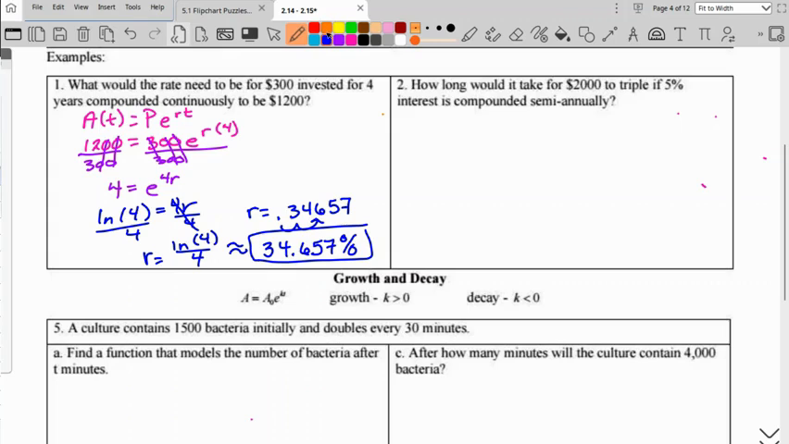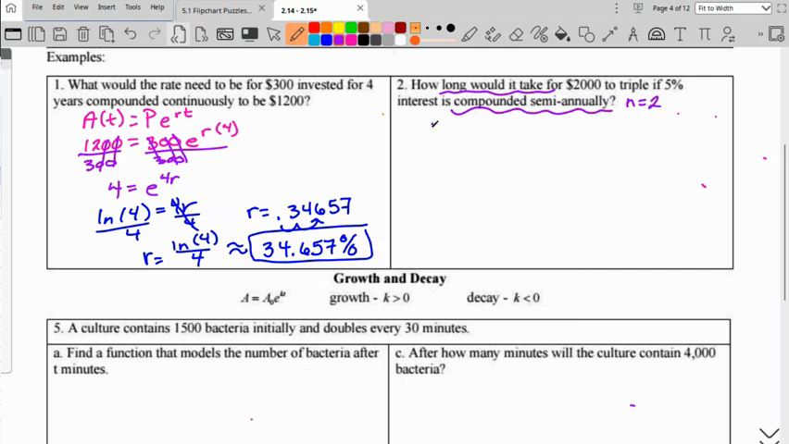All right, let's take a look at the next problem. It says, how long would it take for $2,000 to triple if 5% interest is compounded semi-annually? Which formula are we using? It says compounded semi-annually, so we have an n, the number of times per year it's compounded. Semi-annually means twice a year, so n equals 2.